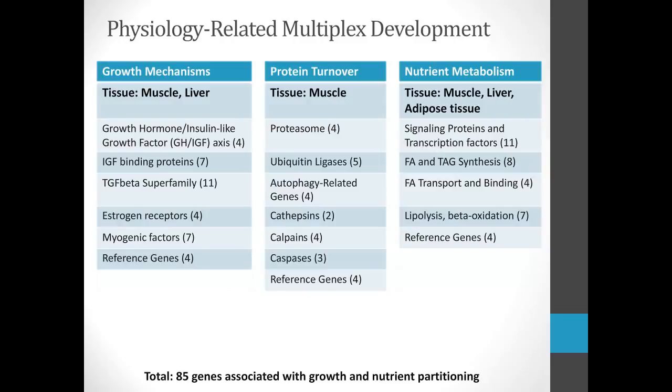One is related to growth mechanisms. The second is related to protein turnover, mostly protein degradation. And the nutrient or lipid metabolism multiplex looks at various genes associated with signaling pathways as well as lipid metabolism. Each multiplex contains the same 4 reference genes. So collectively, we have about 85 genes that are associated with growth and nutrient partitioning.